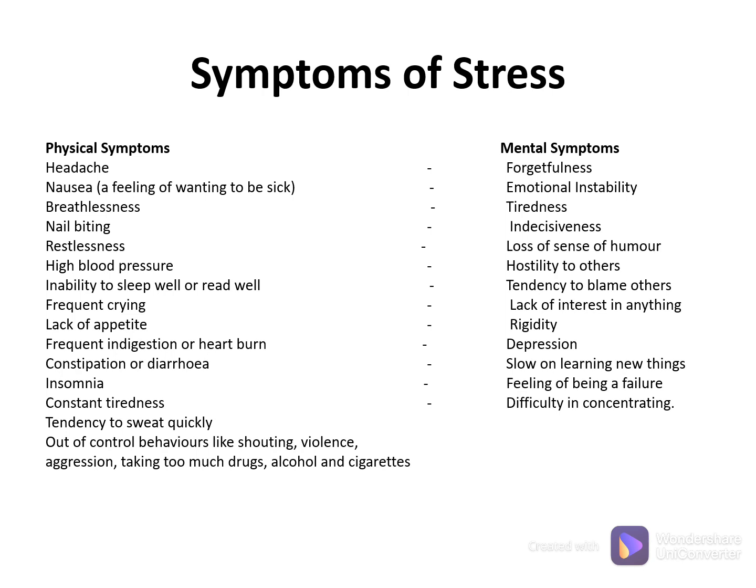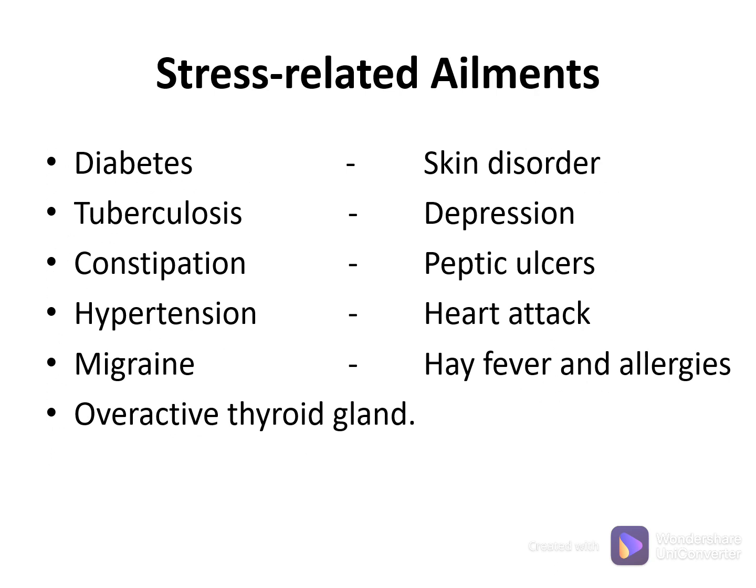And then psychological or mental symptoms include forgetfulness, emotional instability, tiredness, indecisiveness, loss of sense of humor, hostility toward others, tendency to blame others, lack of interest in anything, rigidity, depression, slowness in learning new things, feeling of being a failure, and difficulty in concentrating. So, stress-related ailments. Stressful people normally have this kind of problem: diabetes, tuberculosis, constipation, hypertension, migraine, overactive thyroid gland, skin disorder, depression, peptic ulcer, heart attack, hay fever, and allergies. These are some of the ailments that normally happen to stressful people.